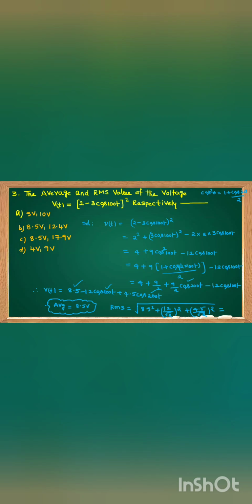See, don't apply this formula if square terms are present. Convert the square terms into normal form: cos²θ equals (1 + cos 2θ)/2. With this we are getting 12.4. Very good. So 8.5 is the average value and 12.4 is the RMS value. That is, option B is the answer.